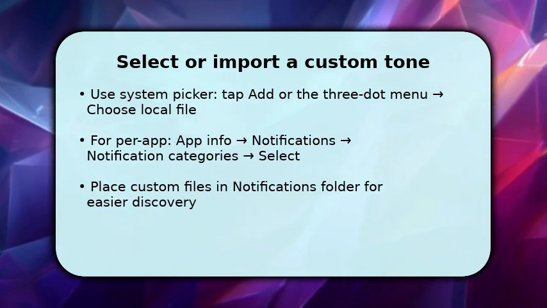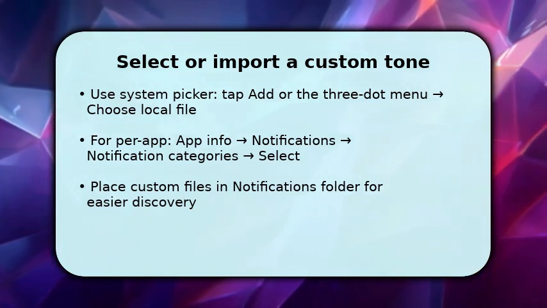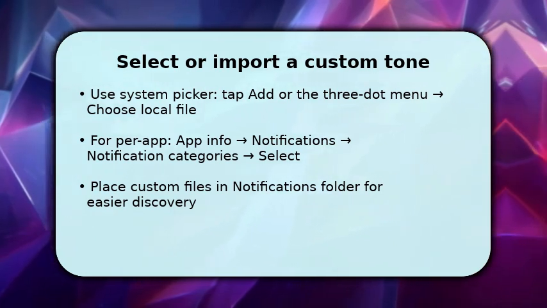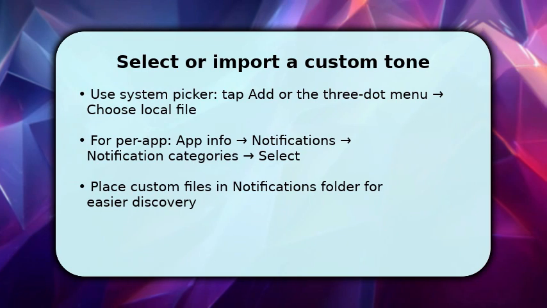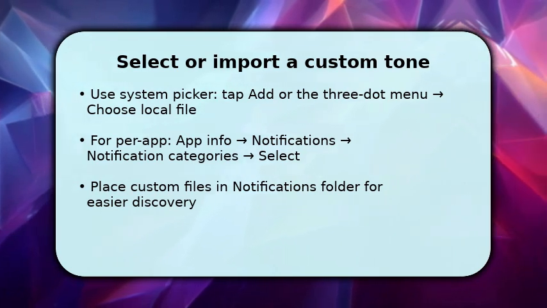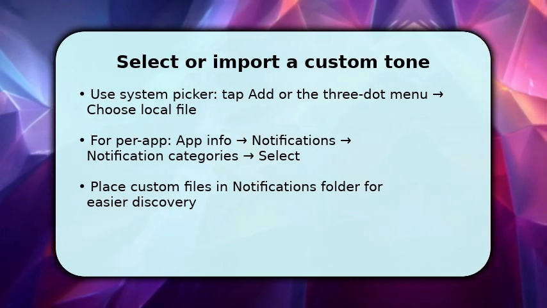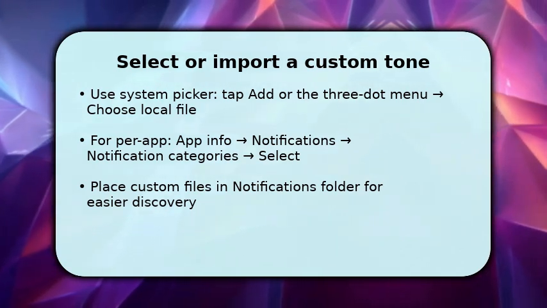If you stay in sound settings, tap Add or the menu to open the file picker and select your MP3 or OGG from Downloads or Notifications. For per-app tones, open the app's info, tap Notifications, then select a category like Messages and choose Sound. Placing files in the Notifications folder makes them appear fast.